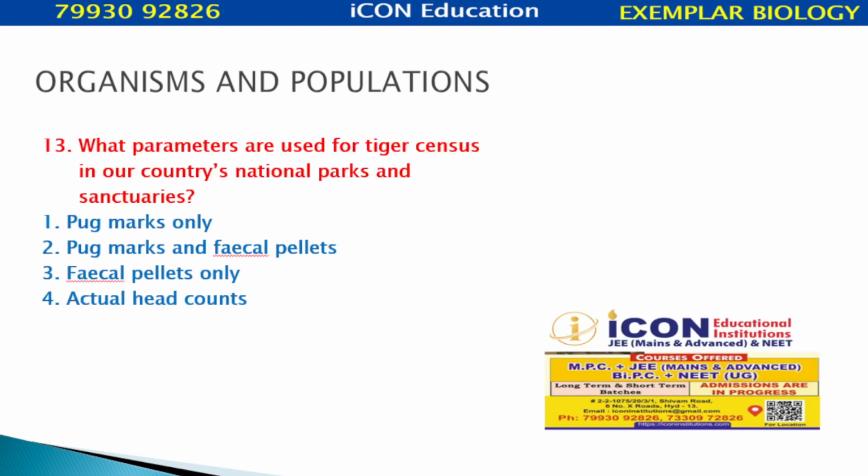Next question. What parameters are used for tiger census in our country, national parks and sanctuaries? Pug marks only, pug marks and fecal pellets only, actual head counts. Head counts is not possible here. So, we go through pug marks and fecal pellets.